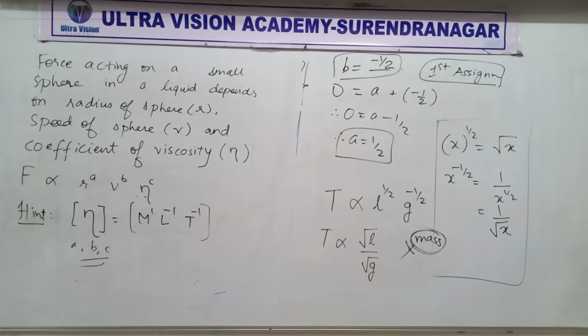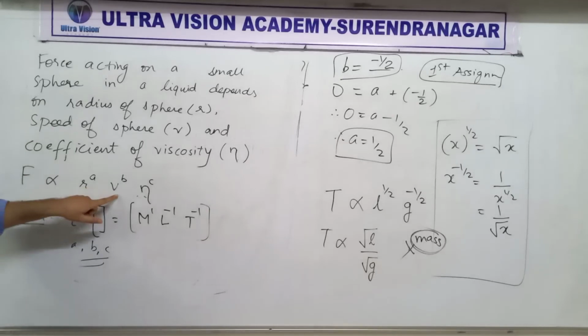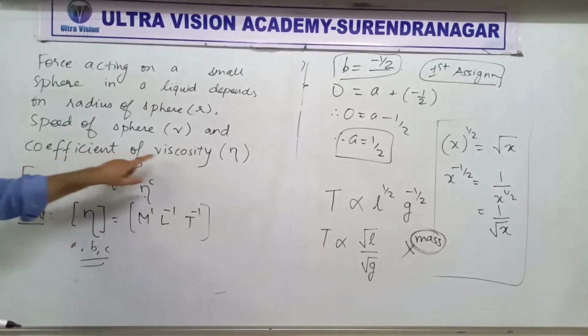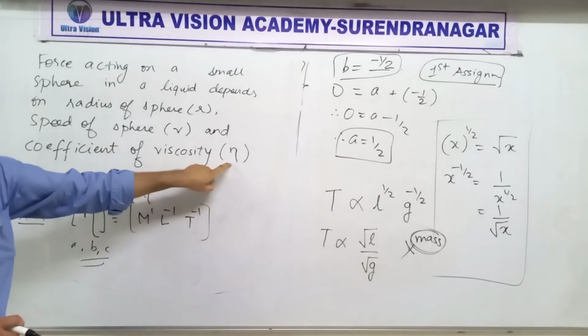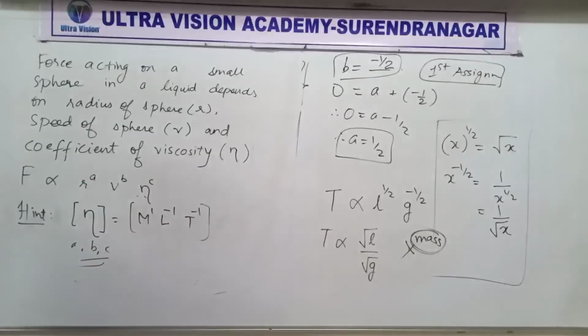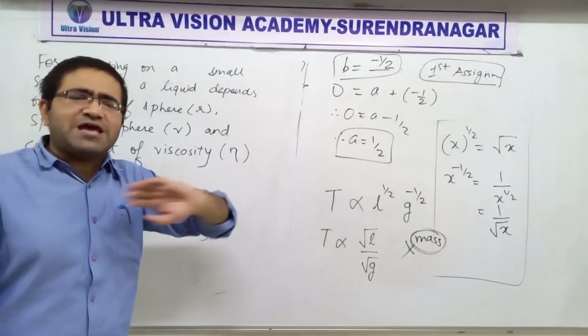Find a, b and c. Question clear? You have to get a relation between force, radius, speed and coefficient of viscosity, which is eta. Symbol is eta. So this is your homework question. Same method as this, exactly what we did.